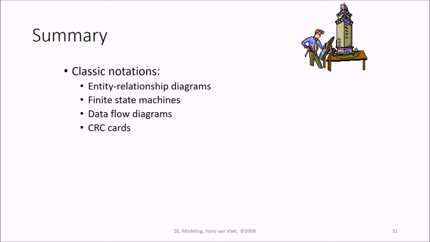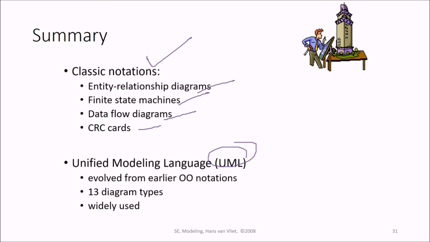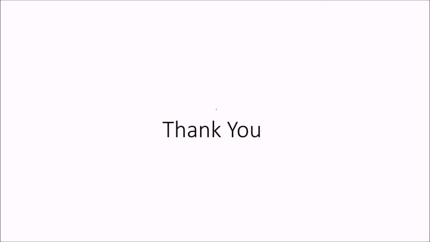So let us summarize it. There are classical notations for modeling: ER diagrams, finite state machines, DFD, and CRC cards. UML also plays an important role in modeling, for object-oriented notations. There are 13 diagrams, and some are widely used. Thank you so much. This was about modeling.